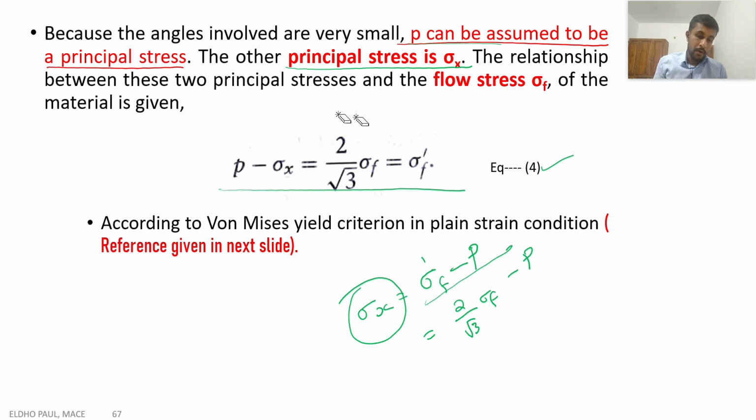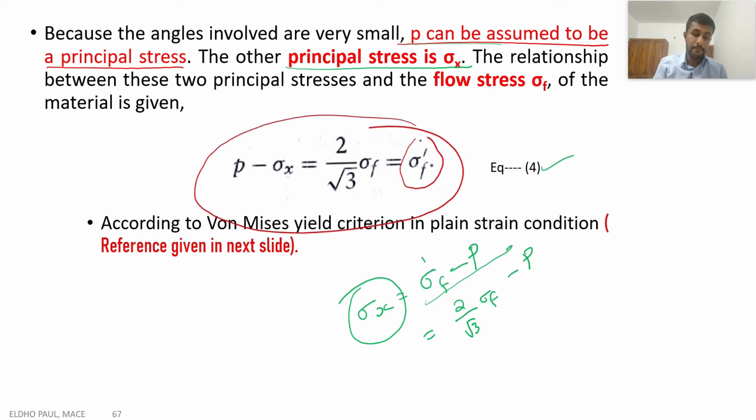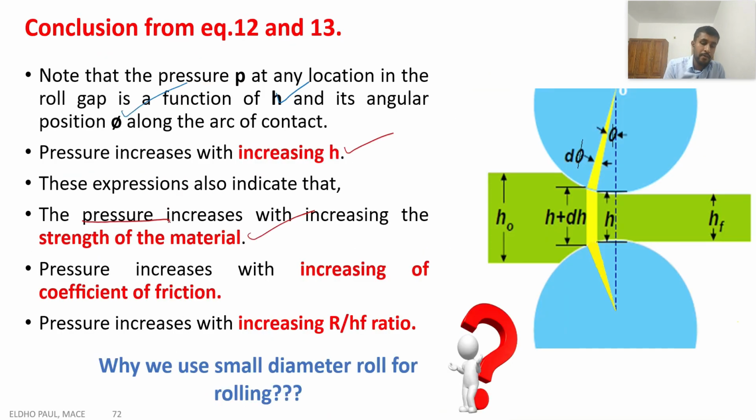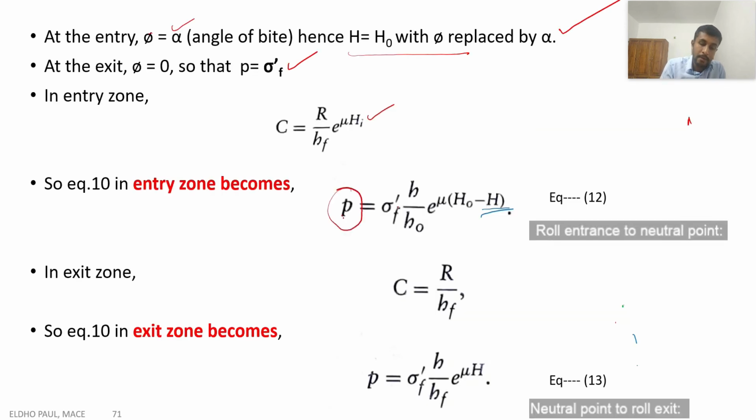according to this equation, we can see the sigma f dash value is dependent upon sigma f, which is the amount of stress required for deformation. For each material, the sigma f value is different. Based on the sigma f value or sigma f dash value, this pressure will vary. In this equation we can see a relation between P and sigma f dash value. If sigma f dash value increases, P value also will increase. That means a material with a high yield strength needs more pressure for the deformation during the rolling process.